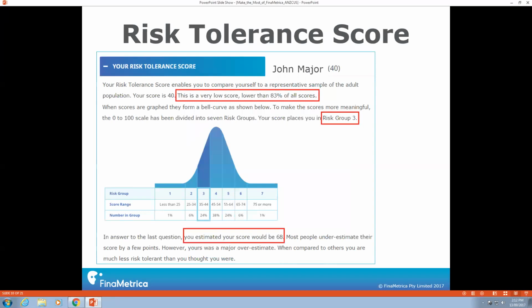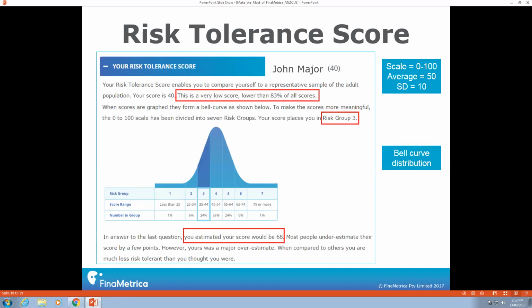So this is the first part of the risk tolerance report. It's a report for John Major, as you can see there, and it talks about John's risk tolerance score. We measure risk tolerance on a constructed scale from 0 to 100, with the average being 50 and a standard deviation of 10. John's score of 40 here is a low score, lower than 83% of all scores. Again, like most human attributes, risk tolerance has a bell curve distribution in the population, meaning that most of us will cluster around the middle and very few on the lower and upper ends.